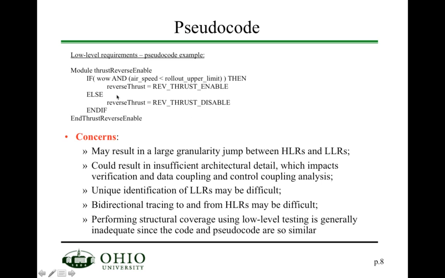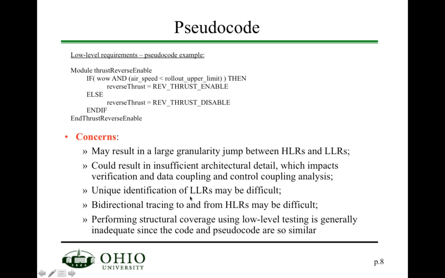Also, they may take away from architectural detail. In other words, by using those, data coupling and control coupling issues may not necessarily be as obvious. Also, one thing to realize is that if you have something like this, it may be much tougher in some cases, not in this one, but in a lot of cases, to uniquely identify the low-level requirements within the pseudocode. This is a very small piece of pseudocode, but if the code's a little bit longer, it's hard to say, is this really one requirement or is this multiple requirements?